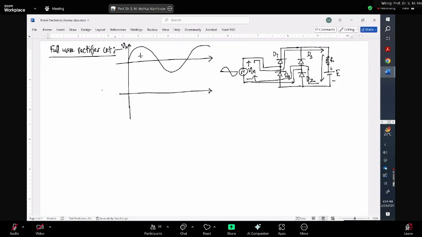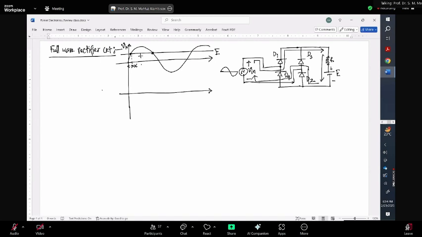So suppose the voltage source magnitude is like this, E. So as long as you don't reach that point, will the diodes D1 and D2 be forward biased? No, sir. So until we reach that point, when suppose this angle is my alpha.